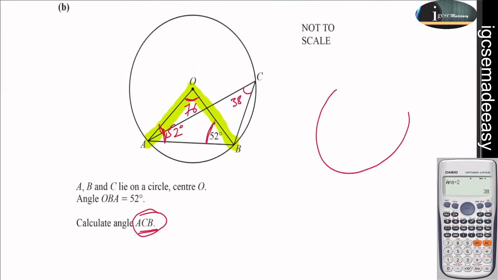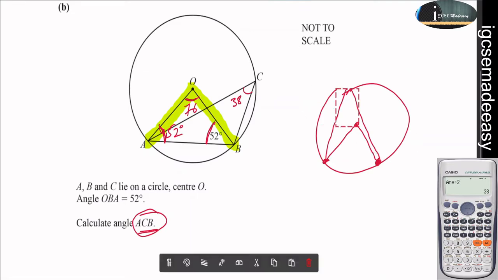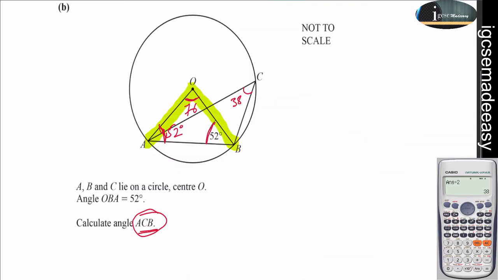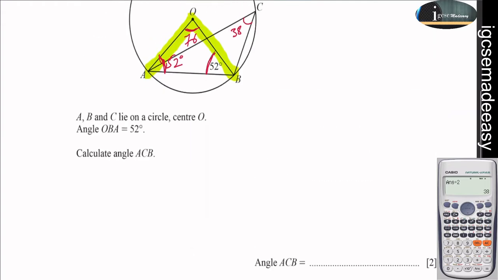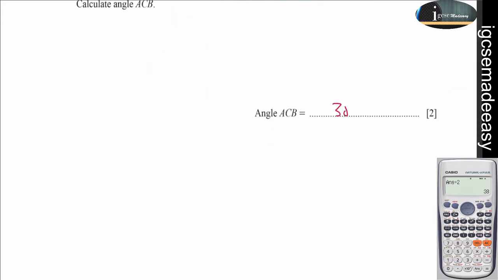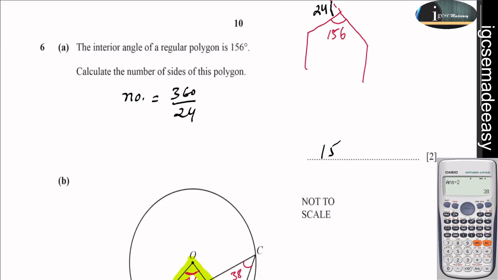But the condition is that the other angle should also start from the same leg. Okay, it should start from here only, and it should end at the other leg only. Otherwise we cannot say that. Okay, let's do the next question. So the answer is 38. We'll write that answer. Okay, let's do the next question.